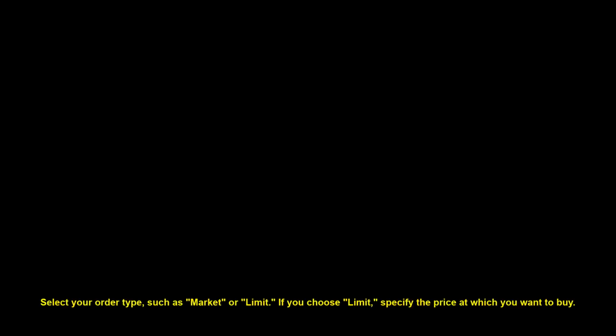Select your order type, such as market or limit. If you choose limit, specify the price at which you want to buy. Set any additional order conditions based on your preference. Review your order for accuracy. Once you're satisfied, click Send to execute the buy order.